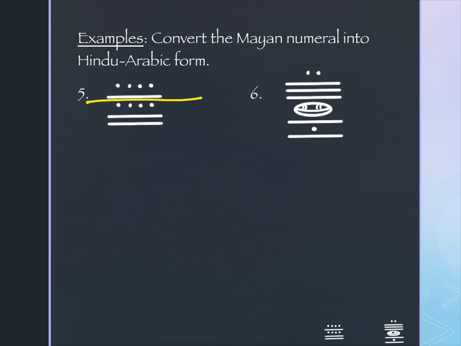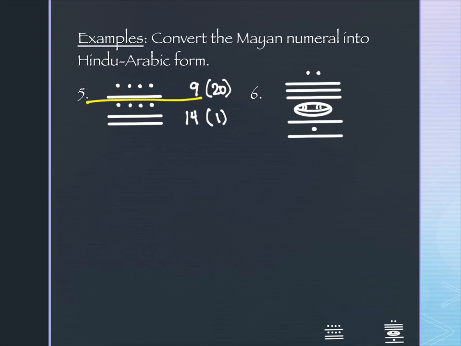We have 4 dots and a line. How much is 4 dots and a line? It's 9, right? Line's worth 5, dots are worth 1. That's 9. How about 4 dots and 2 lines? 14. But their place value system is powers of 20-ish. So they have, this is the ones place, and then they go up from here, and this is the 20s place. Then they would do 20 times 18.